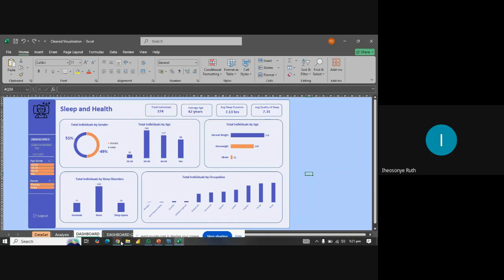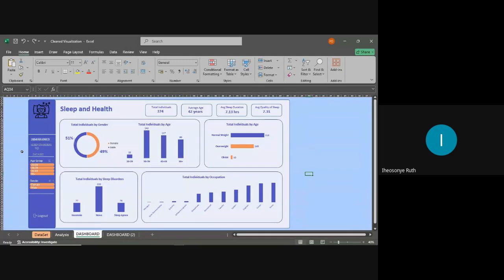From our analysis and query, we found that we had 374 individuals, and the average age was 42 years. We have a healthy average sleep duration of 7 hours, and an average sleep quality of 7.31. So we did a 2-page analysis. First, the demographic, then the second page dashboard was about the sleep disorder.